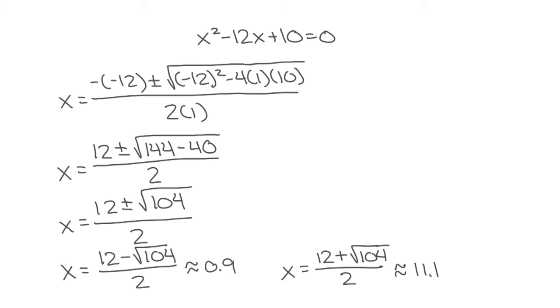Recall what x represents. x is the number of hours that it takes Andrew in order to complete the job when working alone. We also know that Kent takes 2 hours less. If Andrew takes 0.9 hours, then Kent would take a negative amount of time, and therefore the solution of 0.9 is not a solution.